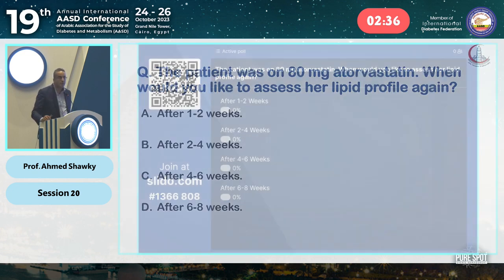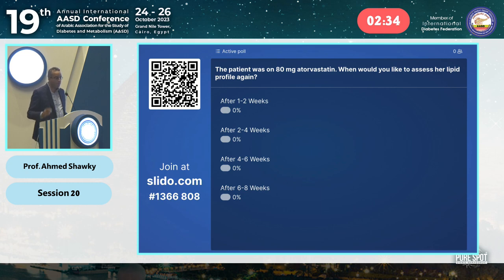Okay, so we gave the 80 milligrams of atorvastatin. A question: when do we repeat the LDL? We're trying to go with the parameters of follow-up. When? Was it 1 to 2 weeks, 2 to 4 weeks, 4 to 6 weeks, or 6 to 8 weeks?